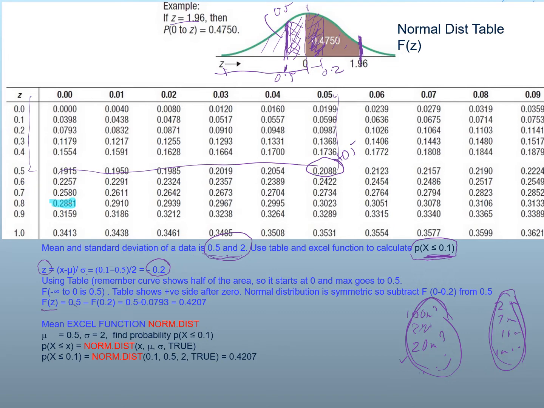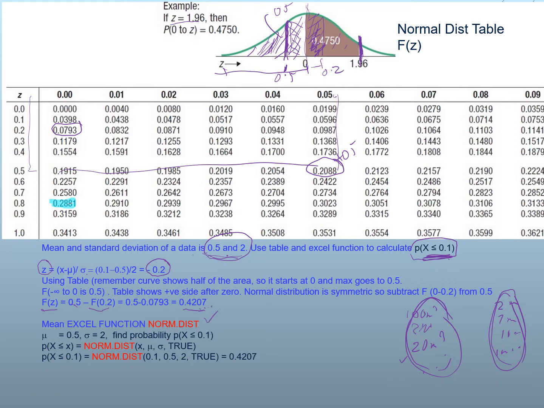F of z equals 0.5 minus f of 0.2. So what is f of 0.2? It is 0.0793, and that gives us 0.4207. And that is the area under this curve. Okay, so this is the area up to that point, and the probability is 0.4207. So the probability of the variable being 0.1 or less is 42.07%.